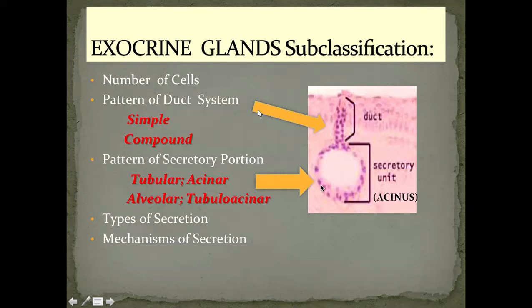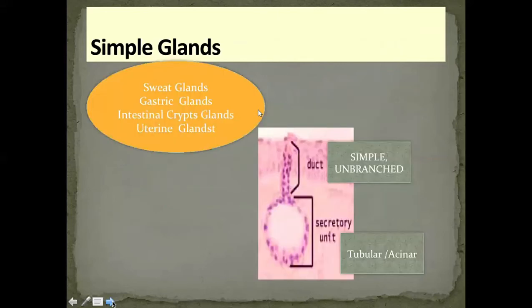Meaning, what is the shape of the secretory portion? So it can be a simple tubular, a simple acinar, a simple alveolar, or a simple tubulo-acinar, or a compound tubular, compound acinar, and so on. Any combination. It depends on what you see there. So let's look at it.